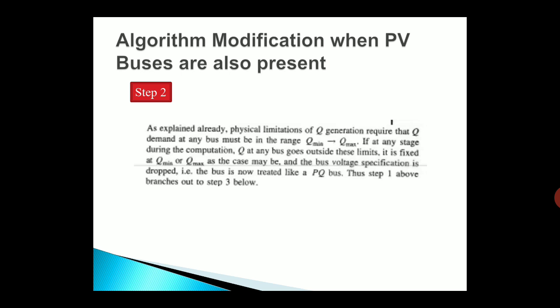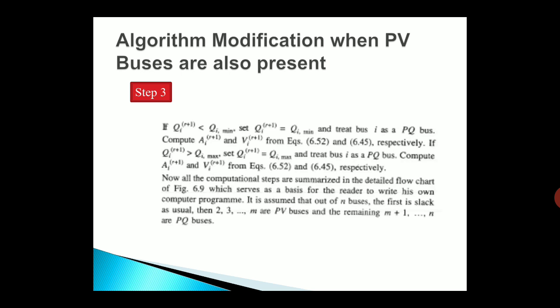Okay. Now this is what we have talked about, that if the Qi of the r plus 1th iteration is less than Qi min, then set Qi r plus 1 as Qi min. That if it goes beyond the limit, we will put the limiting value only. Okay, so this is what basically we find out, and then we find out Q and delta.